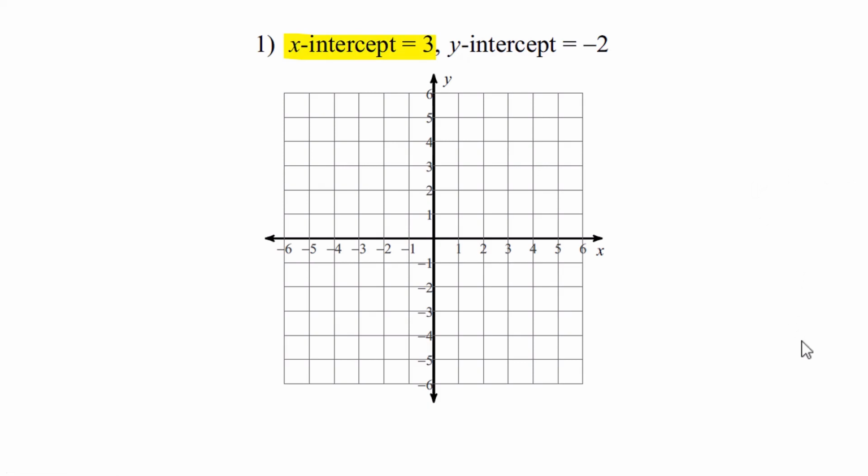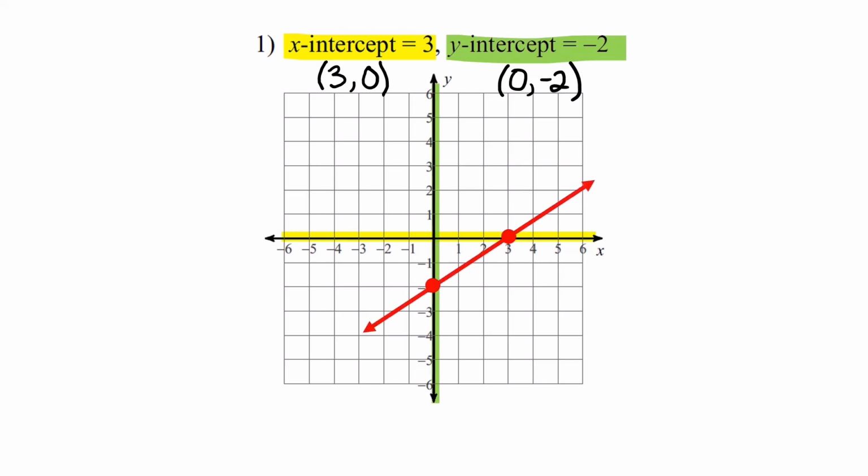So the x-intercept is +3. That's going to go on the x-axis right there. Now that point is 3, 0. That's important. There's a pattern to where those zeros go. The y-intercept is going to go on the y-axis, and it goes down at -2, and that point is 0, -2. I'm going to do this again after I graph that. See if you can find the pattern.